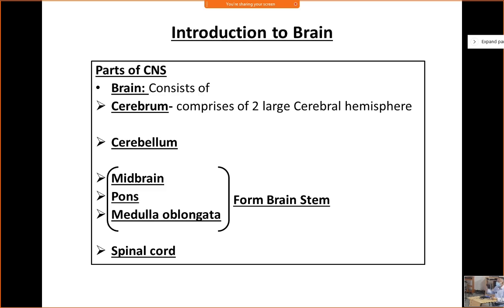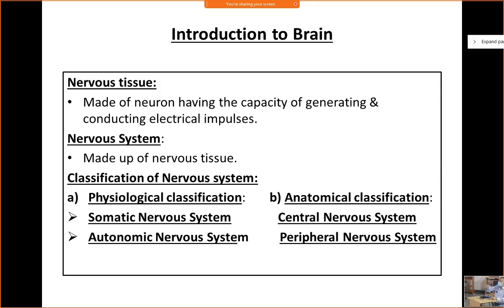Here you see all the structures are lying at the center. Your brain is located inside the cranial cavity, and under the heading of brain are the cerebellum, cerebrum, midbrain, pons, medulla. Then the spinal cord, which is also at the central axis of our body. So all the structures are lying at the center. That is why, according to our anatomical classification, it is called the central nervous system.